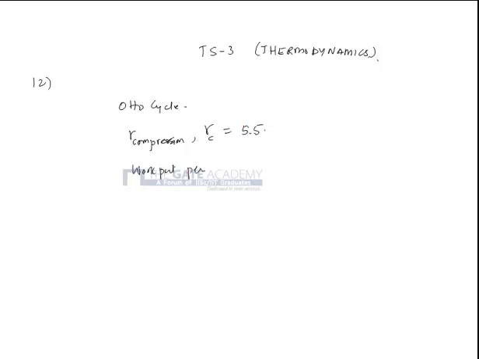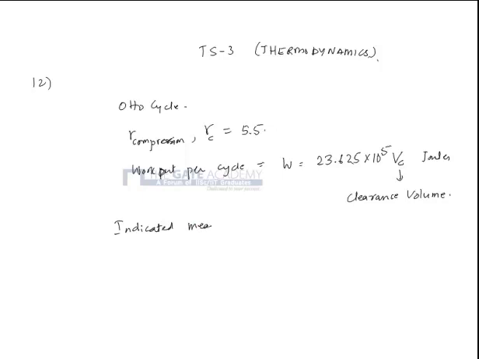The work output per cycle is W, and the value is 23.625 into 10 power 5 VC. In terms of VC it is given. So VC is your clearance volume. Now what is asked is what is my indicated mean effective pressure.